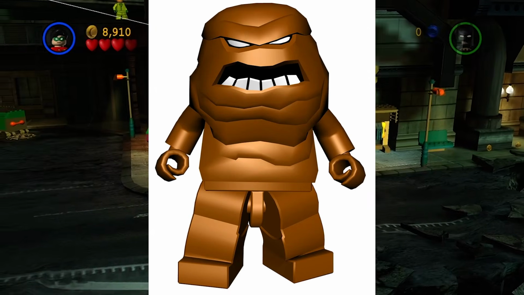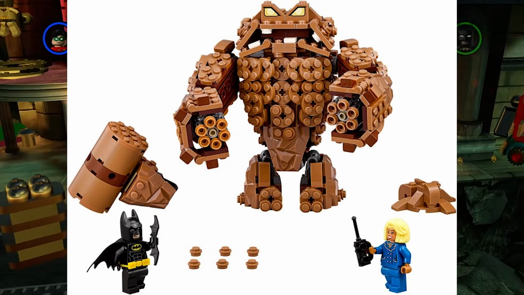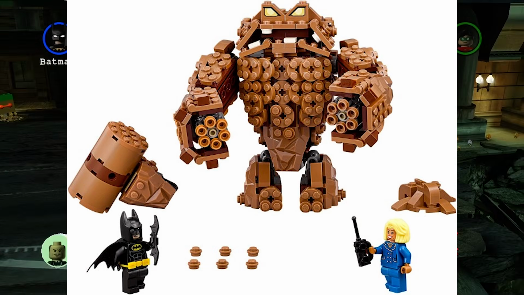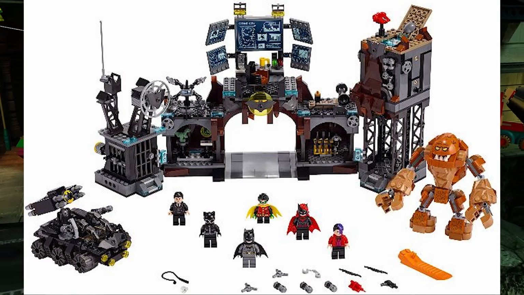And LEGO did make two brick-built Clayfaces. One came in this LEGO Batman Movie set, and the other was in this LEGO Batcave Break-In set.